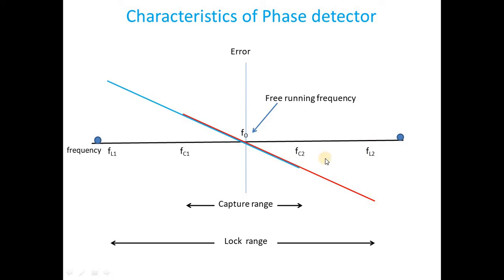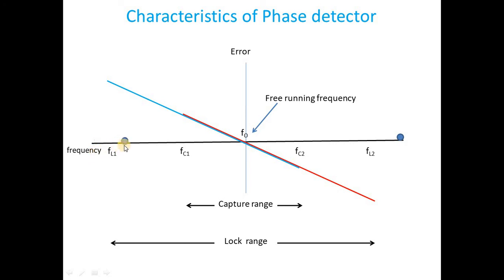Now for decreasing frequency, if you decrease frequency in this way, after this frequency PLL will enter into the capture range and will acquire phase lock, and this lock will be extended to the FL1. And in this case, initially the error voltage was negative value, and when you decrease frequency, this error voltage is increased in positive, and after this frequency PLL is out of lock.